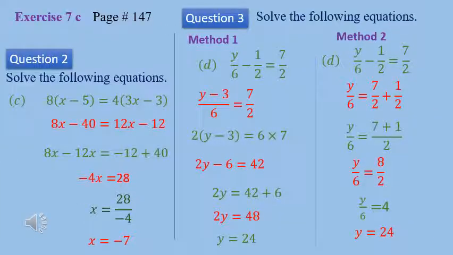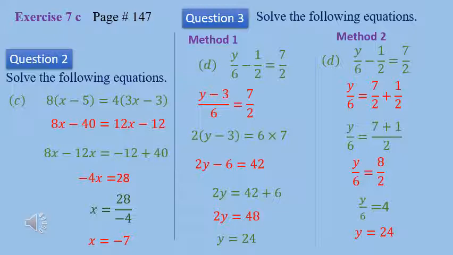Exercise 7c on page number 147. Question number 2. Solve the following equation. Part C. 8 multiply x minus 5 is equal to 4 multiply 3x minus 3. First of all, we expand the brackets. So 8 will multiply with both terms in the bracket. So we have 8x minus 40 is equal to 12x minus 12.